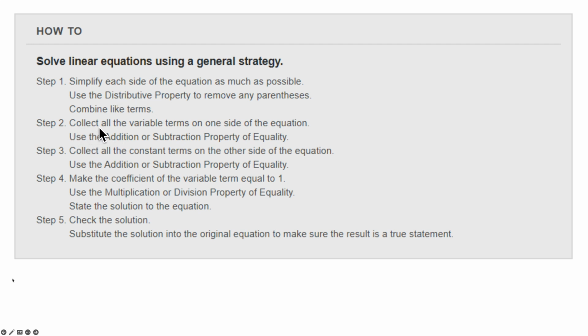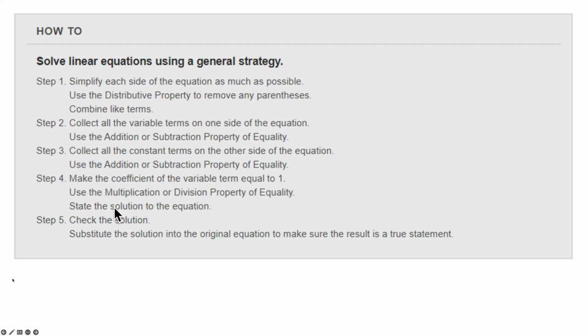All right, step 2, we're going to collect all the variable terms to one side of the equation. We're going to use the addition or subtraction property of equality, which means if you add the opposite of a variable term, you will cancel it out to a 0 on one side, and it's moved over to the other side. We will also do that with our constant terms, same property. Then we're going to make the coefficient on the variable equal to 1, which means we will use the multiplication or division property of equality to undo the multiplication or division that's happening to the variable.